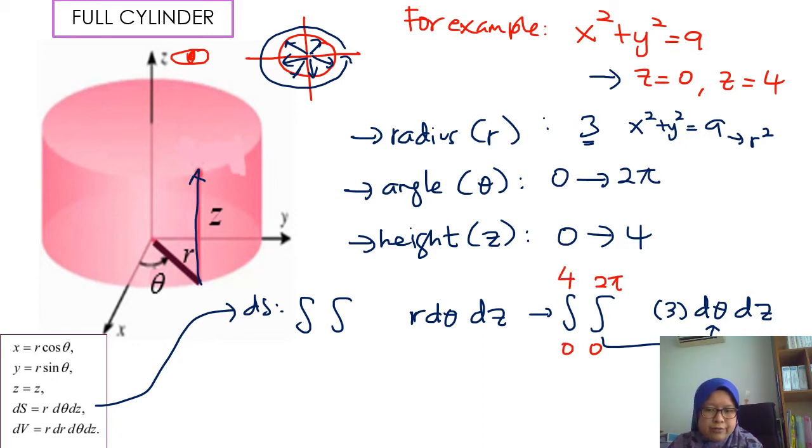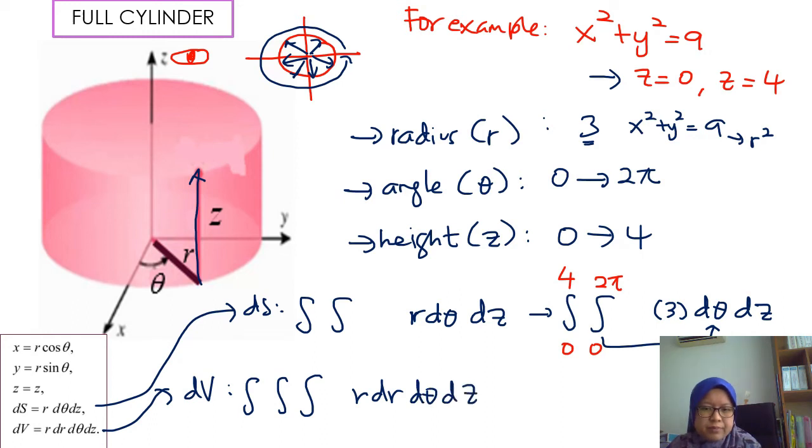For dv, it will involve triple integration. So you will do r dr d theta dz. Don't substitute r. In the ds, you have to substitute r because you don't have dr there. But now you have dr. So where should you put the limit of dr? It should be here, 0 to 3.